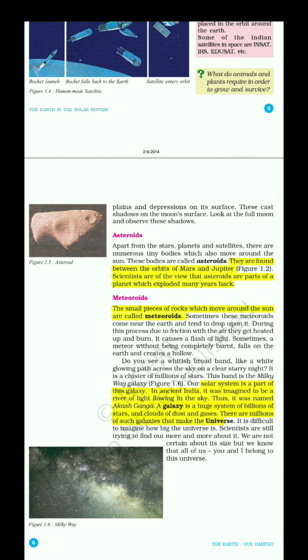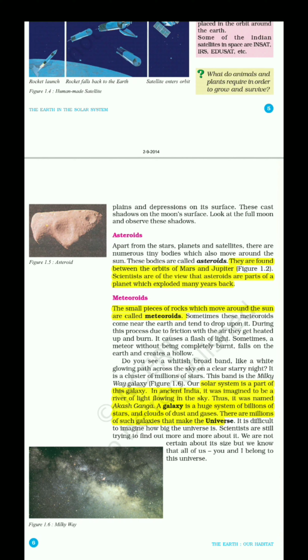Okay, meteoroids. The small pieces of rock which move around the sun are called meteoroids. Sometimes these meteoroids come near the earth and tend to drop on it. During this process, due to friction with the air, they get heated up and burn. It causes a flash of light. Sometimes a meteoroid, without being completely burned, falls on earth and creates a hollow.